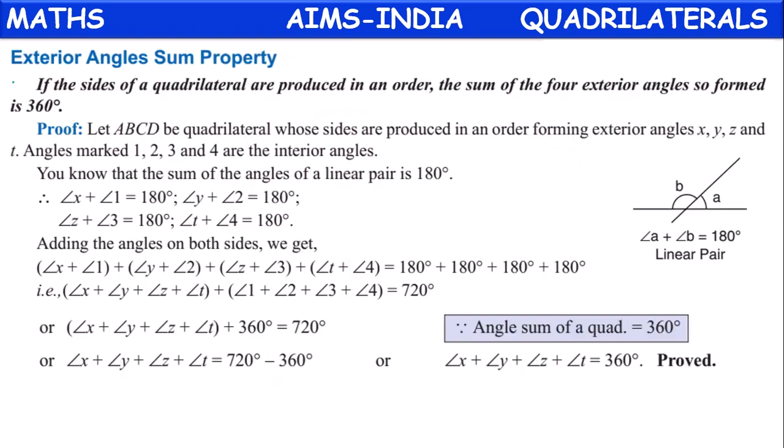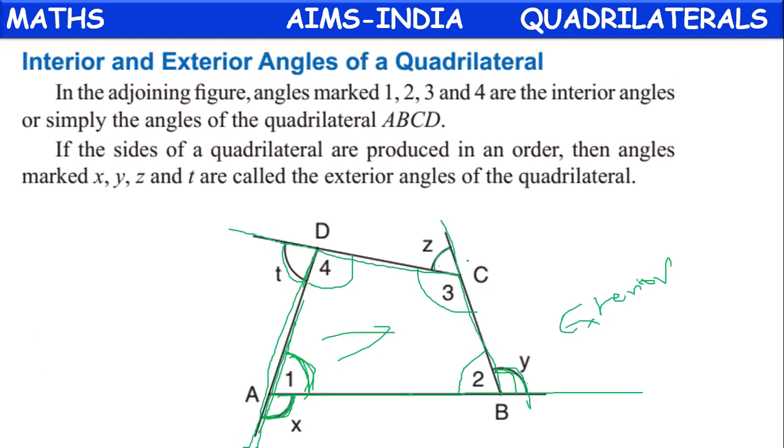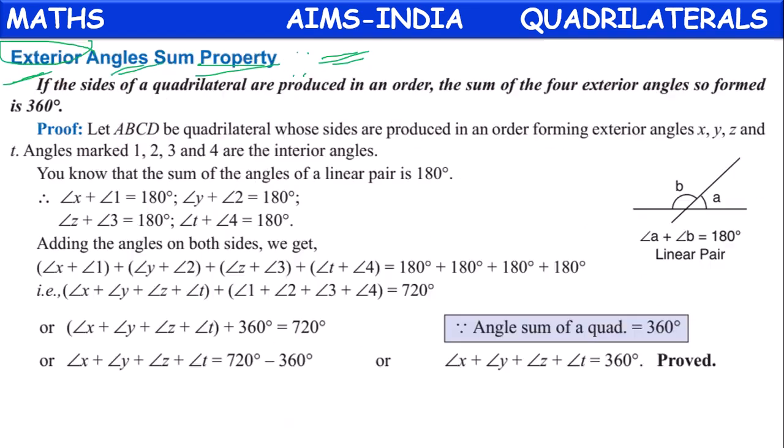Now, the exterior angles sum property. Exterior angles: in the figure we have got X, Y, Z, T, four exterior angles. Why have we got exterior angles? When we extend the four sides of the quadrilateral, we get four exterior angles. Now we are going to find the sum of the four exterior angles.